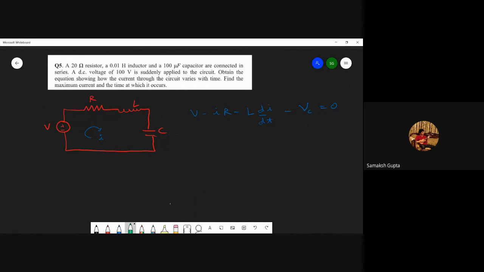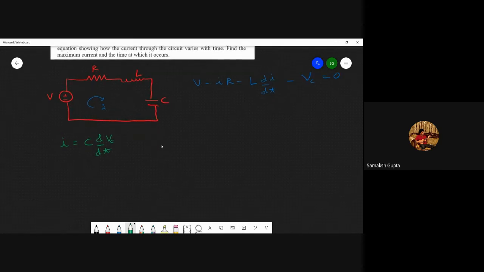Now what we have to do is convert this Vc component into a function of current. If R, L and C are all in series, the same current I is flowing through all of them. And we know that the current across a capacitor can be given by C dVc by dt. This is the equation for current across a capacitor. So from here, we can solve for Vc as Vc equals 1 over C integral I dt. Is this fine? Is there any doubt here?